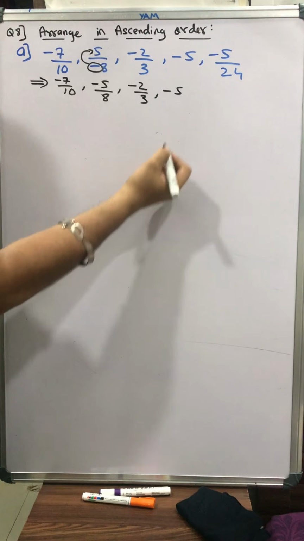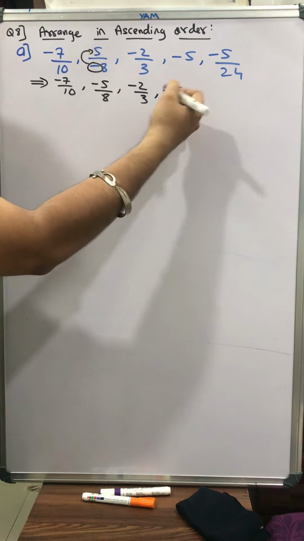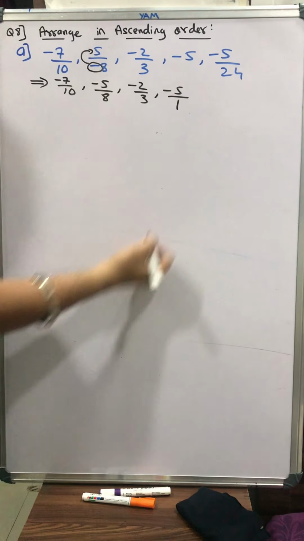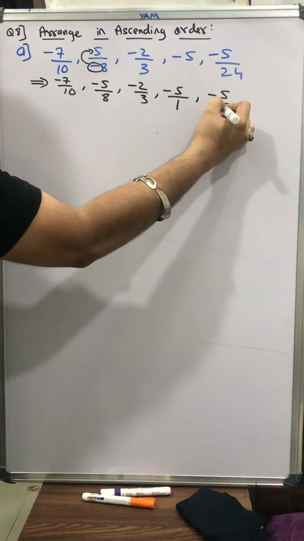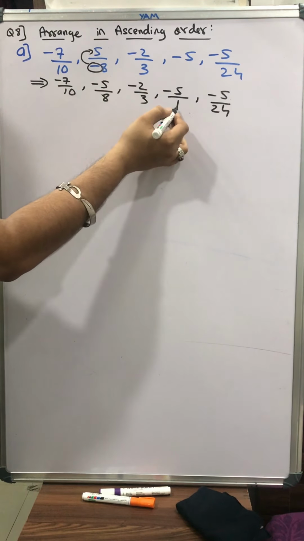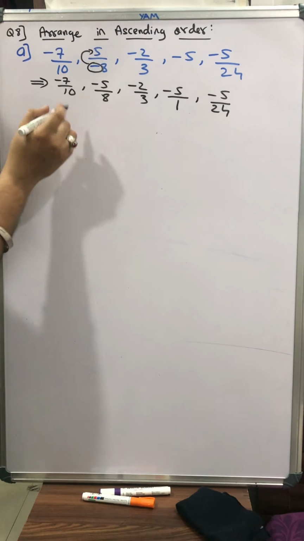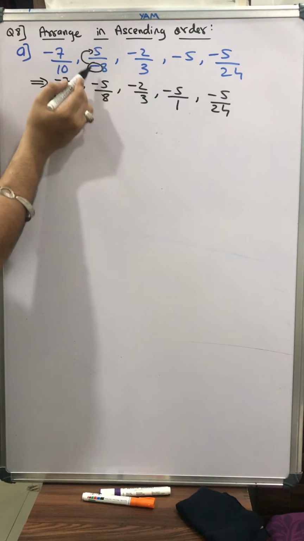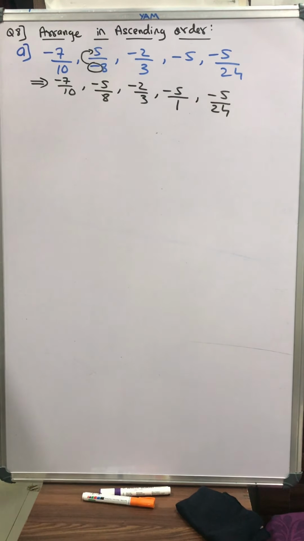5. Students, there is no denominator. Where there is no denominator, there is always 1. So: minus 7 upon 10, minus 5 upon 8, minus 2 upon 3, minus 5 upon 1, minus 5 upon 24. Two things I did in this step. Instead of this minus 8, I brought this minus in the numerator, and here in the denominator I put 1. Okay, great. Now students, what's the step?